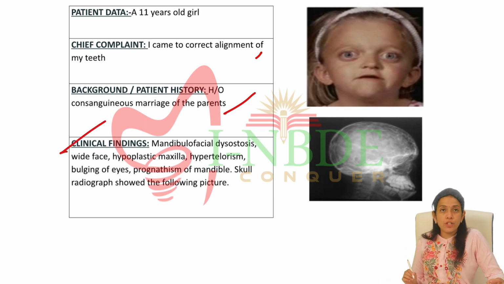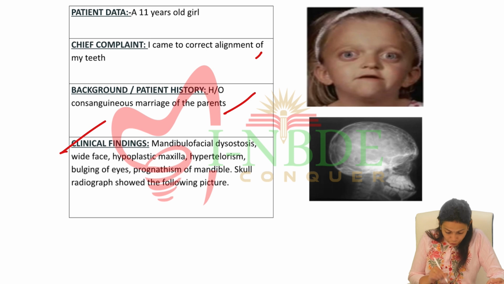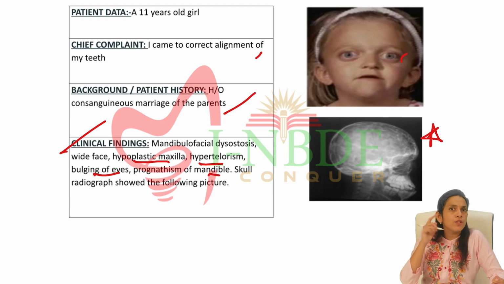So there's a mandibulofacial dysostosis, wide face, hypoplastic maxilla, hypertelorism, bulging of eyes as you can see, prognathism of the mandible as you can see. And the radiograph here is showing something which is very important. Okay, so there is a radiographic picture.